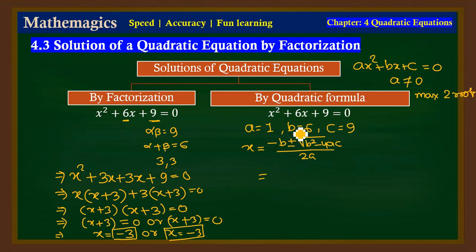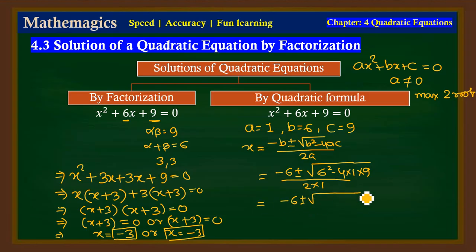So now b is equal to 6, so that's why minus b becomes minus 6 plus minus under root of b square, meaning 6 square, minus 4ac, 4 into a into c. From the question I am taking the a, b, c values, divided by 2a, meaning 2 into 1. So let us solve. This becomes minus 6 plus minus under root of 6 square becomes 36 minus 4 into 1 into 9, that is 36, whole divided by 2 into 1, that is 2.